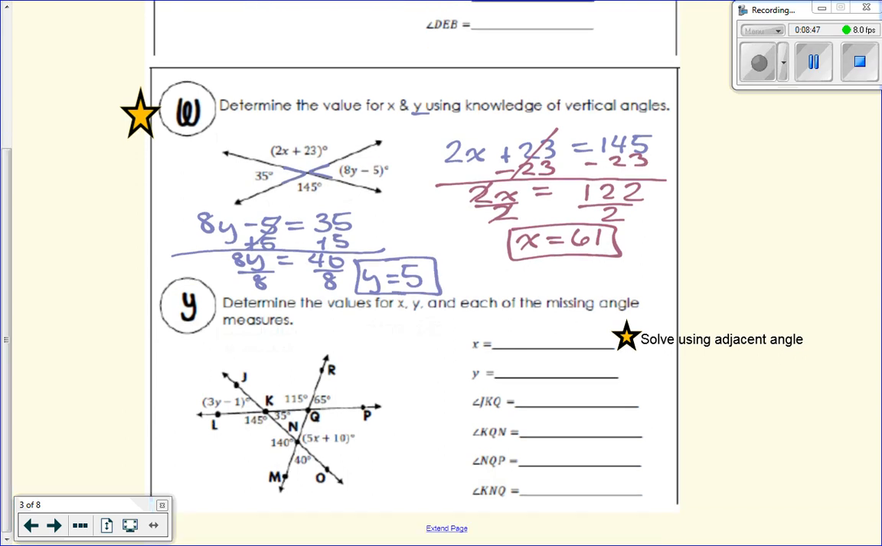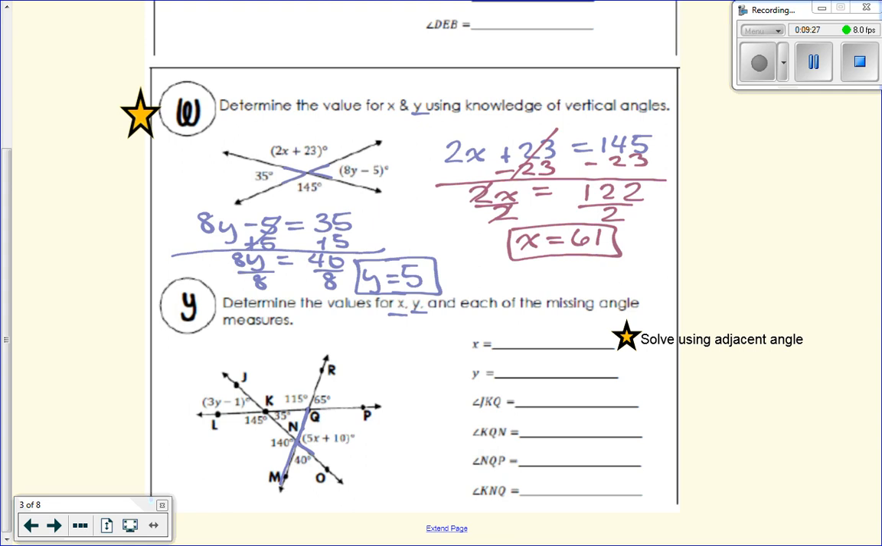Let's look at this example down here. It says determine the values for x, y, and each of the missing angle measures that we see here. To solve for x, I'm going to use solving adjacent angles. So let's find right here 5x plus 10. For us to solve for x, which angle is adjacent? Remember adjacent angles, they're going to be on a straight angle. If we can extend this, what angle is adjacent that we could use?